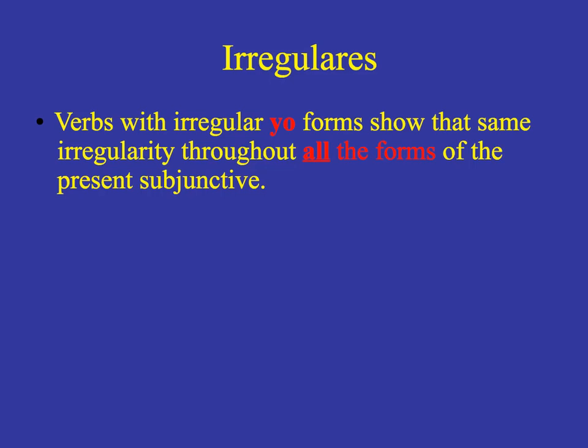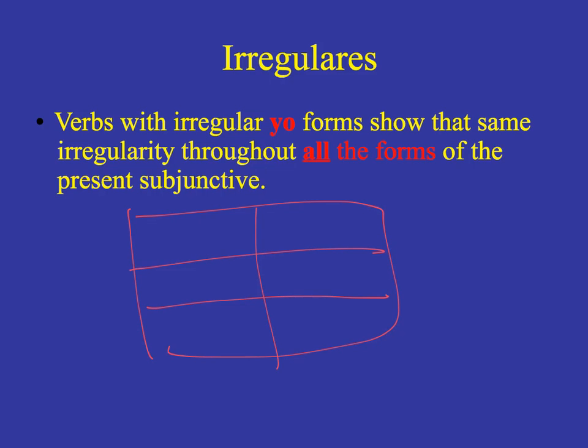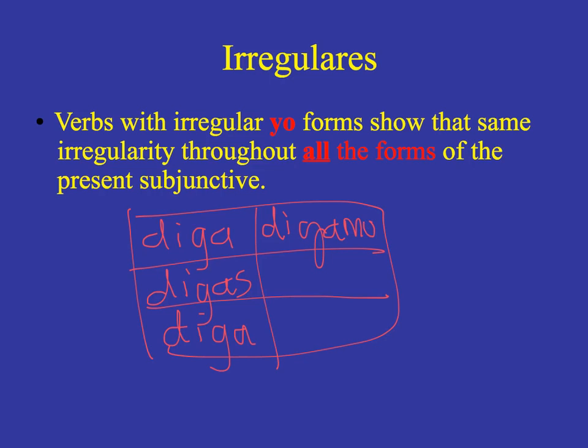Remember that we go to the yo form in order to pick up irregular yo form verbs. Verbs with an irregular yo form show that same irregularity throughout all forms of the present subjunctive. So digo would become diga, digas, diga, digamos, digáis, and digan. Okay, so all the forms have that dig from the digo yo form.